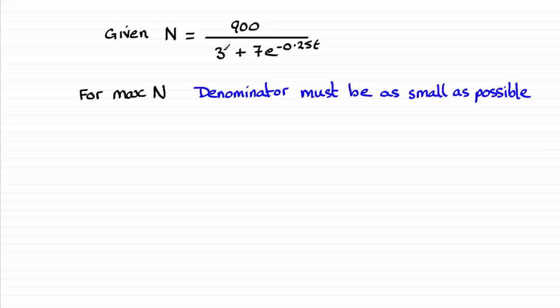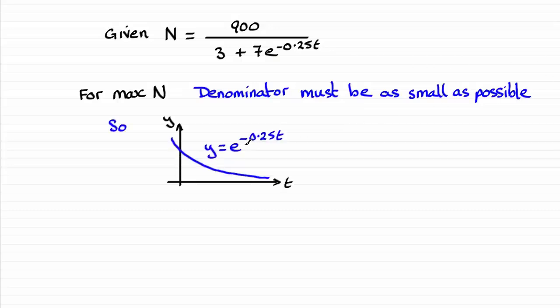And because in this denominator we've got a constant here, 3, our only variable quantity is this value here, and we're adding it to the 3. So this has got to be as small as possible. So it just means that e to the power minus 0.25t, that's got to be as small as possible. And you should be familiar with that graph. If you've got a negative exponential graph, it's going to look like this. It's going to take on that kind of shape.